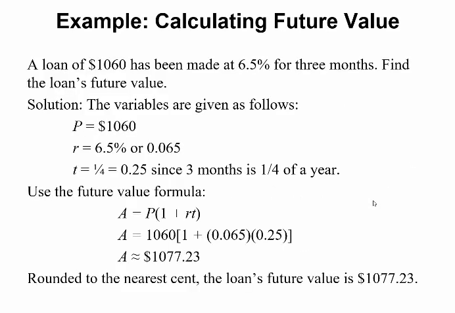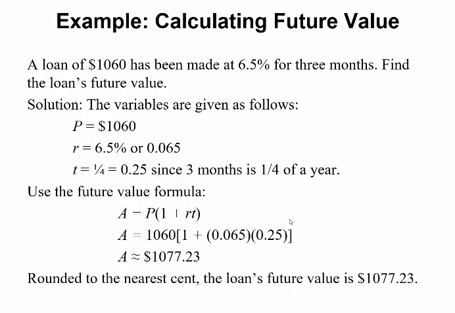All right, let's do an example. A loan of $1,060 has been made at 6.5% for 3 months. Let's find the loan's future value. The variables are given as the following. The principal is equal to $1,060, how much the student borrowed. The rate is 6.5%, which I'm going to change to a decimal. And now, how did we get T here? Time is equal to 1/4 or 0.25.